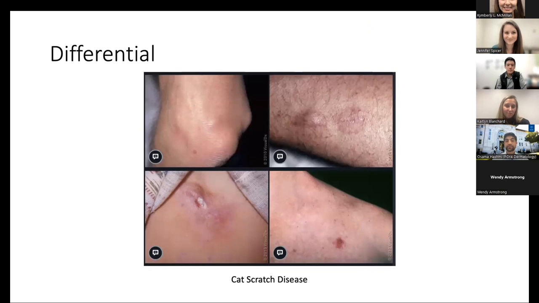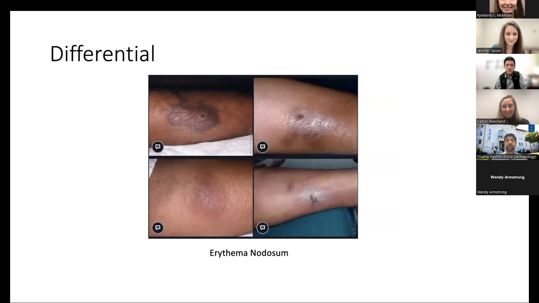Another thing in our differential from the infectious standpoint is Bartonella, and we didn't collaborate on this. So it's just two people thinking the same here, which is you get these erythematous violaceous nodules. Generally, you also have some lymphadenopathy, at least distal to the site. And then if you're lucky, you might get some history in terms of recent trauma, like a cat scratch or a rodent bite. Another one that's also important to consider from the inflammatory area is something called erythema nodosum.